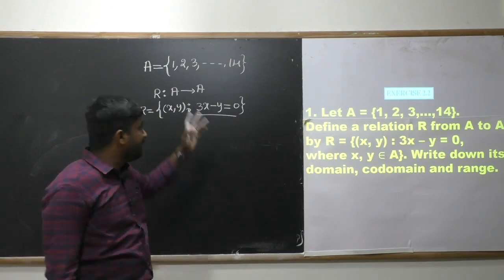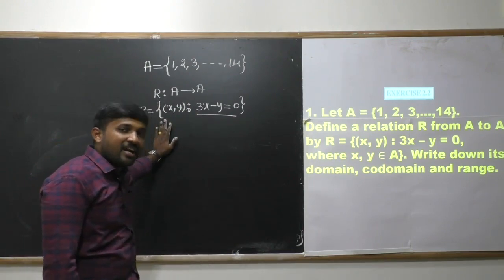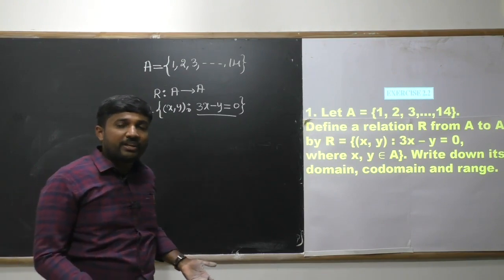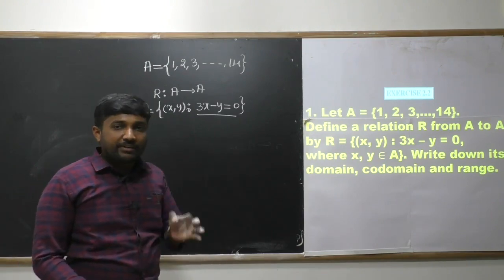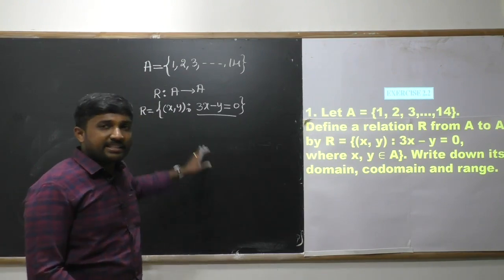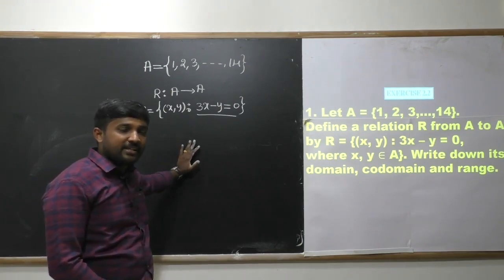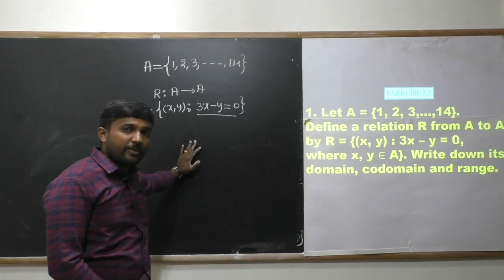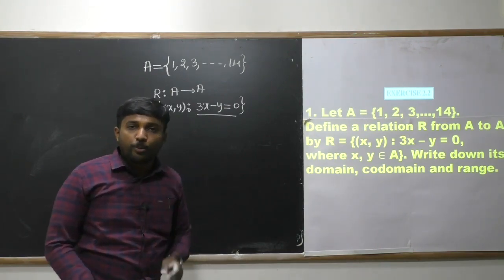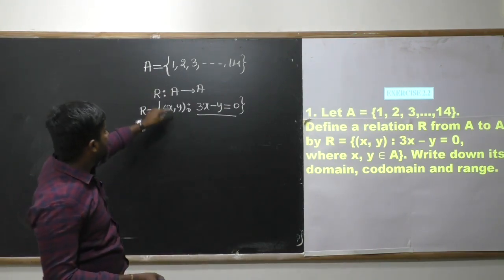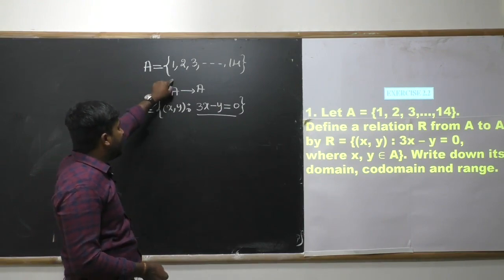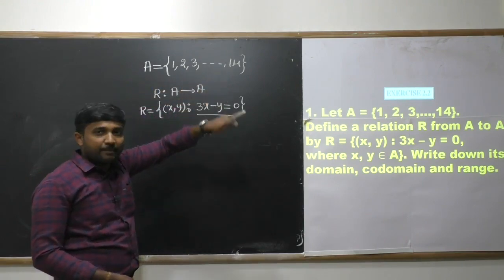Without knowing the elements of this relation R, how can we find the domain, range and codomain? Therefore, first we write this relation R in roster form. After getting its elements, we can easily write down the domain, range and codomain. Got it? What are the elements of the set A? 1, 2, 3, etc. up to 14.